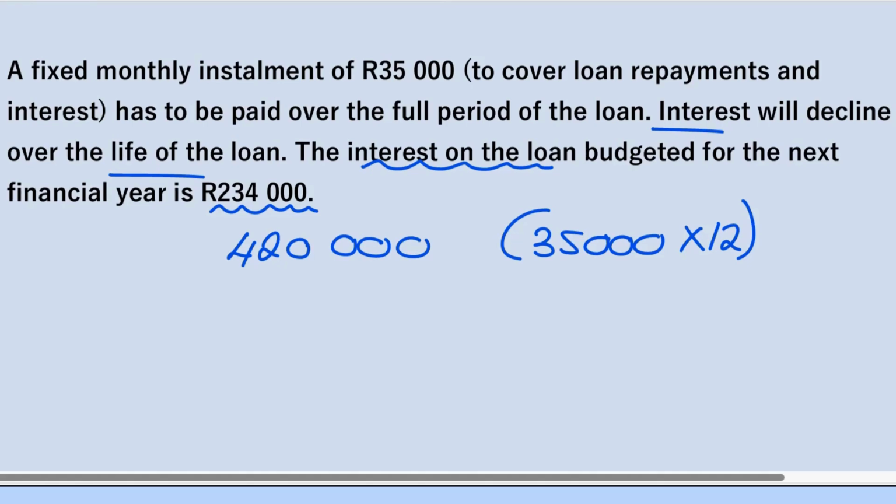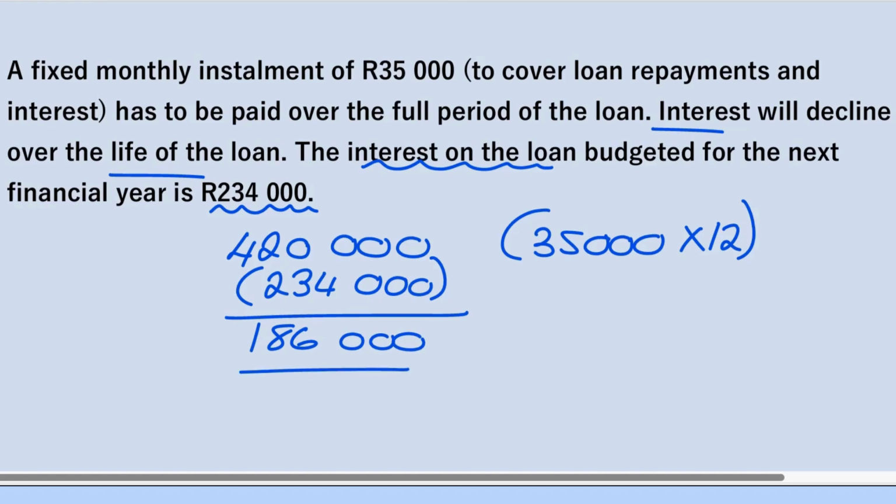And the reason why they're telling us this is so we can calculate what our capital repayments will be next year. So you're still going to use your 420,000 because that's a fixed payment. That 35,000 is a fixed payment. And then you will subtract what now to get? I think we should subtract the interest so that we know what portion is capital. So 420,000 minus 234,000 is equal to 186,000 Rand, which is the capital portion of the loan that we will pay next year.